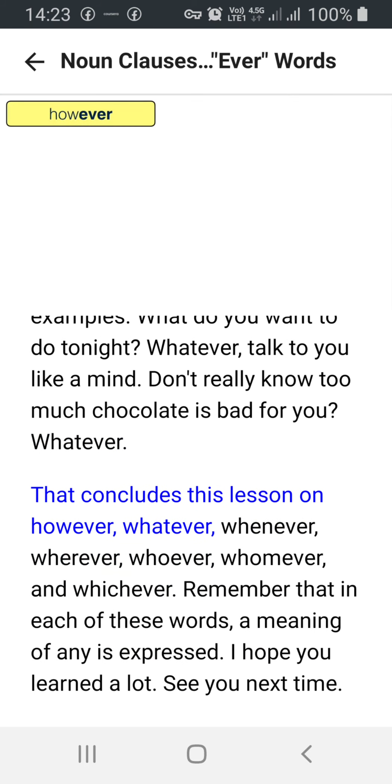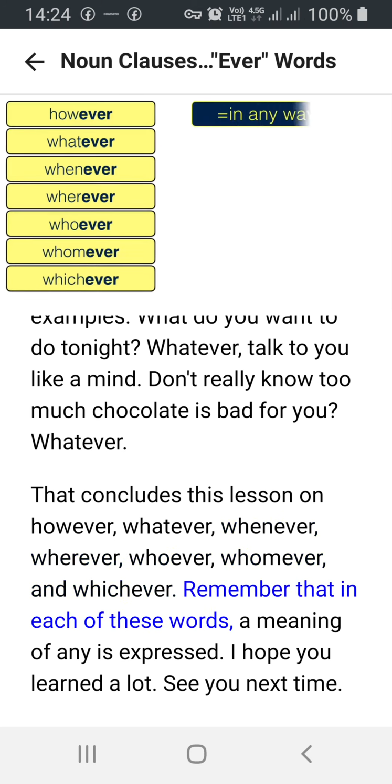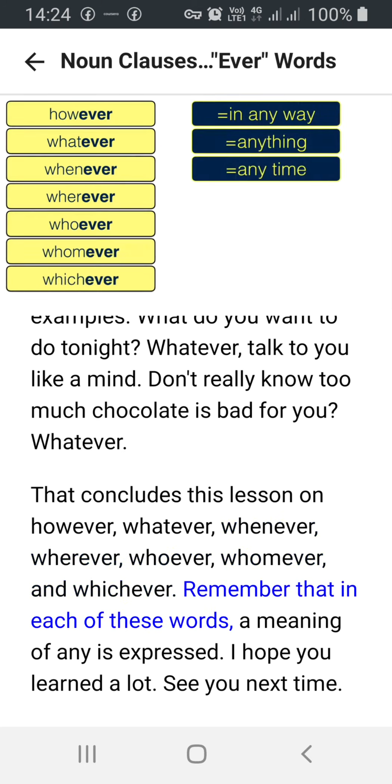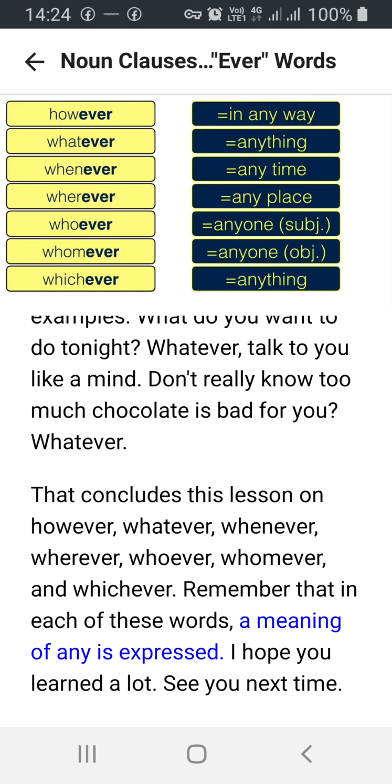That concludes this lesson on however, whatever, whenever, wherever, whoever, whomever, and whichever. Remember that in each of these words, the meaning of any is expressed.